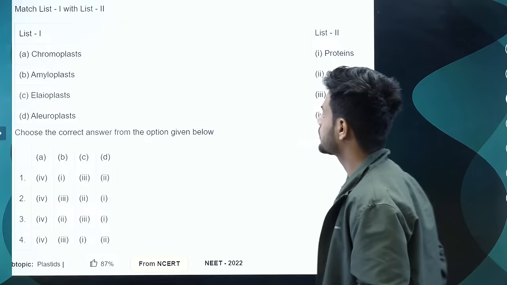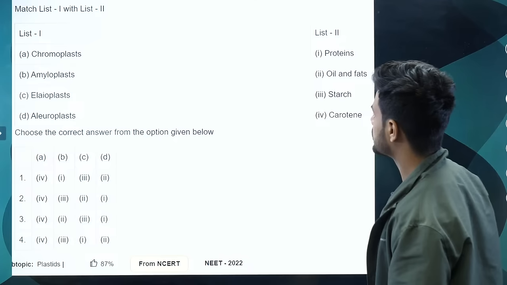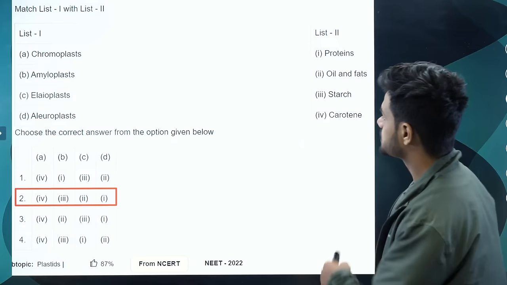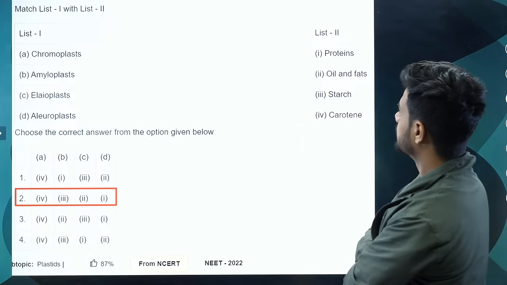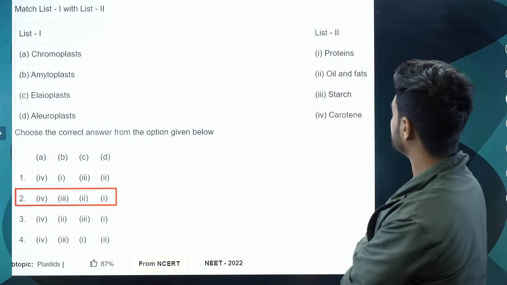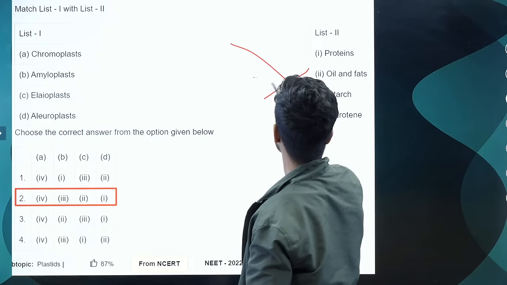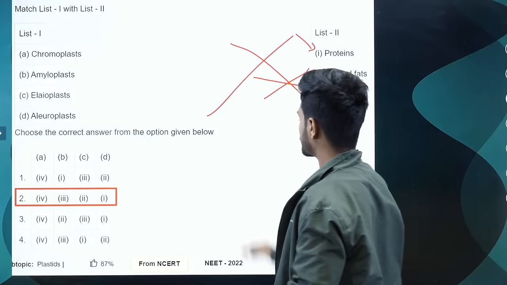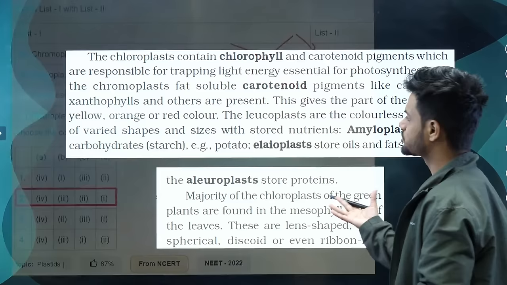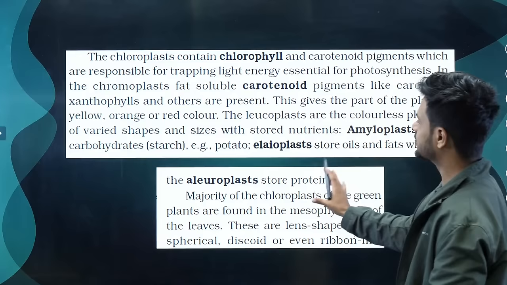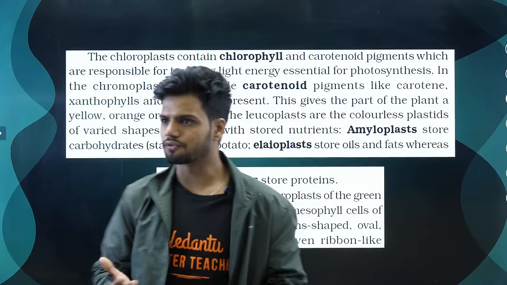Chromoplast is color, that is carotenoid is a color. Amyloplast is starch. Elaioplast is your oils and fats. Aleuroplast is going to be your proteins, right? What is the answer now? A is going to be 4, obviously. Amyloplast is starch, elaioplast is oil and fats, 2. Easy question. Direct NCERT question, everyone should know this. If you know this paragraph, you should be able to solve this question very easily. Next question.